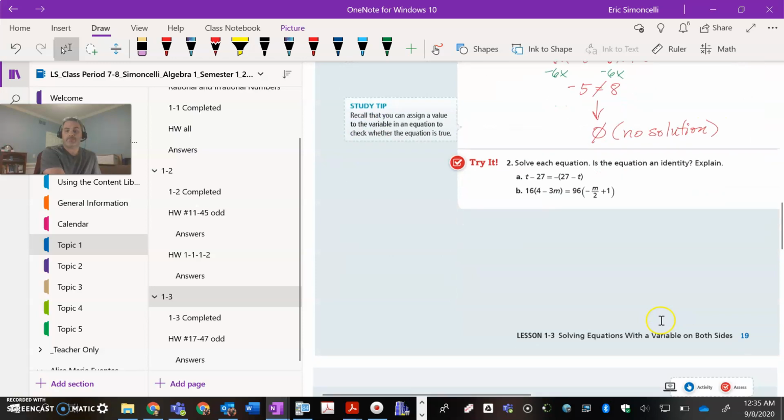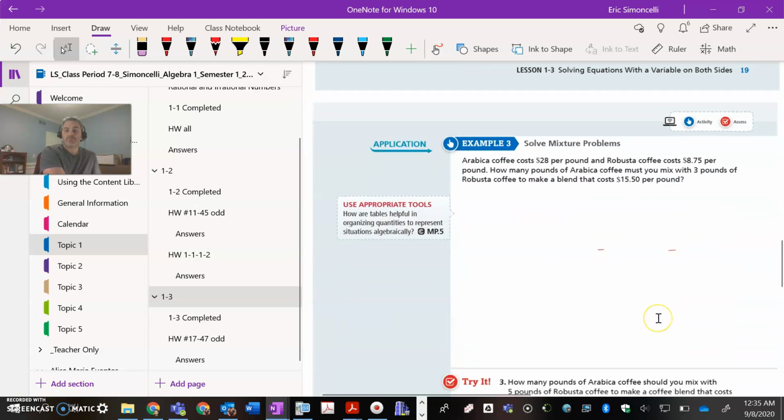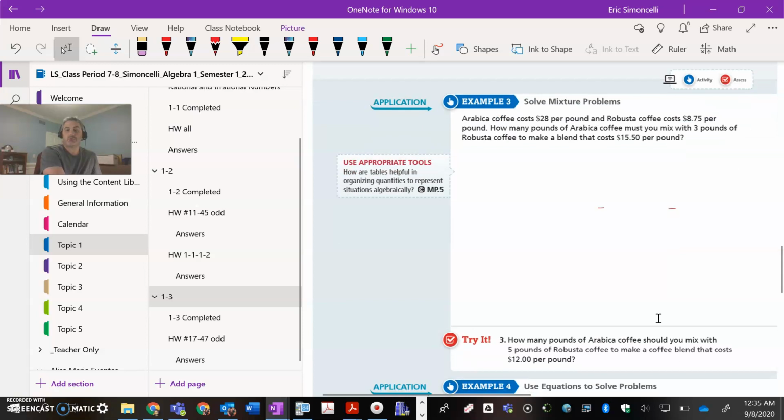Let's move on. So example 3. This is a similar problem actually to one we've seen in the past when we did, I think, an acid solution mixture problem. It says Arabica coffee costs $28 per pound and Robusta coffee costs $8.75 per pound. How many pounds of Arabica coffee must you mix with 3 pounds of Robusta coffee to make a blend that costs $15.50 per pound?